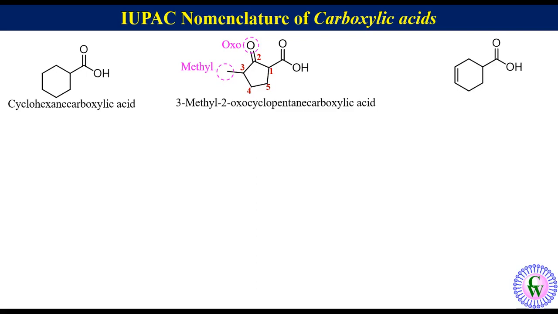This is an example of an acid where the R group is cyclohexene. Numbering of the parent ring will be 1, 2, 3, 4, 5 and 6 like this. As we can see, the position of the first carbon of the alkene is 3. So the IUPAC name will be cyclohex-3-ene carboxylic acid.